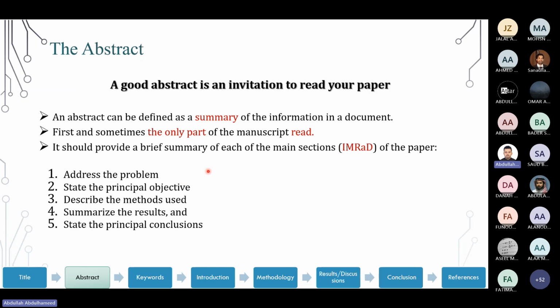Number five, state the principal conclusion. After you do all these, the last sentence in your abstract should conclude. Some people, when they conclude their research, mention some application and say why this is important, why their research is very important, or why the things that they do can, for example, be useful in life. These are the things that you should put in the abstract.